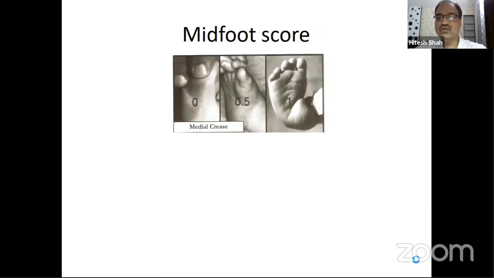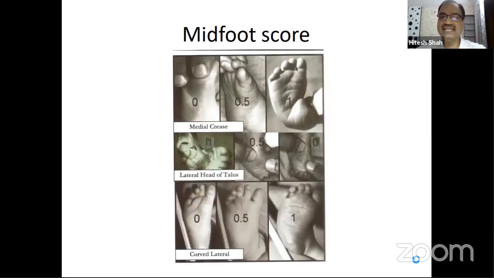There are 3 midfoot scores. They are the medial crease, the palpation of the head of talus, and the curved lateral border. Similar to the hindfoot crease, when the crease is deep-seated, it is given a 1. When the deep crease is not present, it is 0. When the head of talus is palpable and prominent, it is 1. Where it is not palpable and is normal in position, it is 0. Similarly, if the lateral border is convex, it is 1.